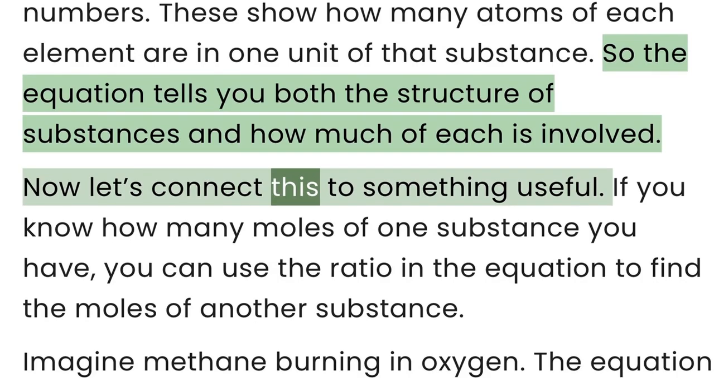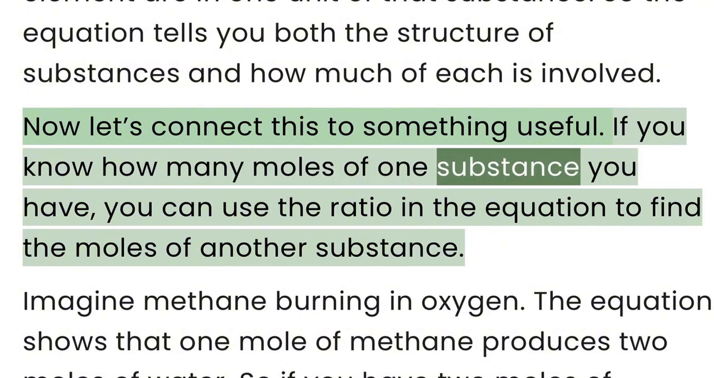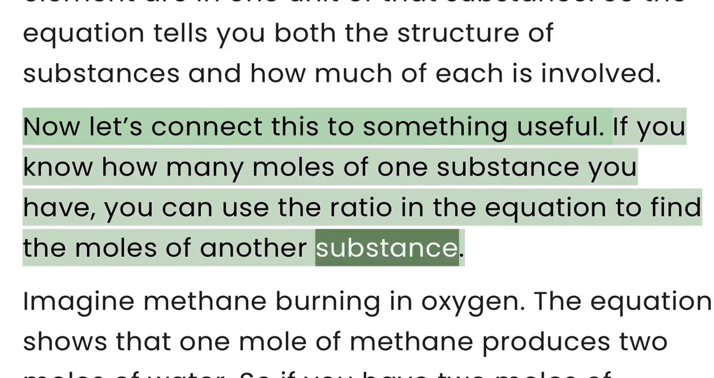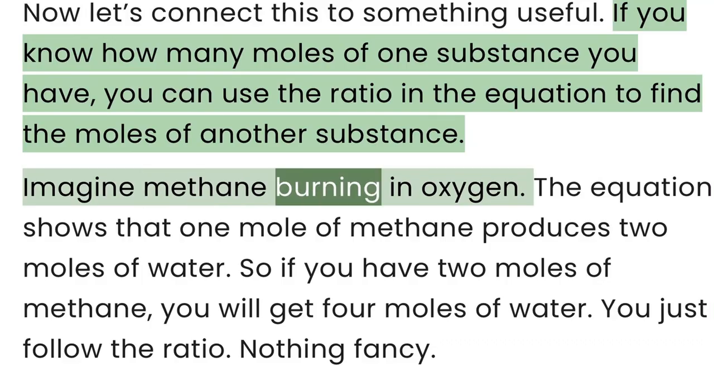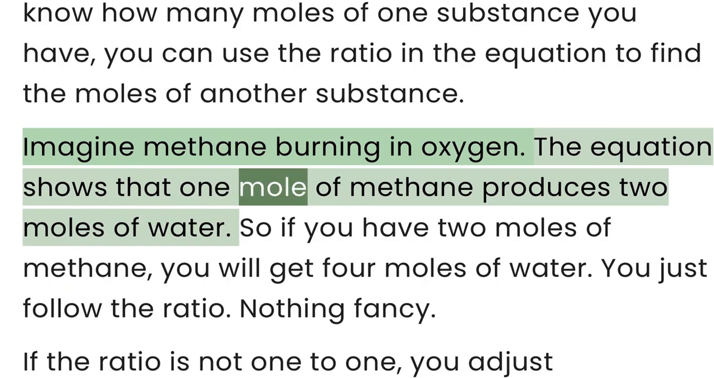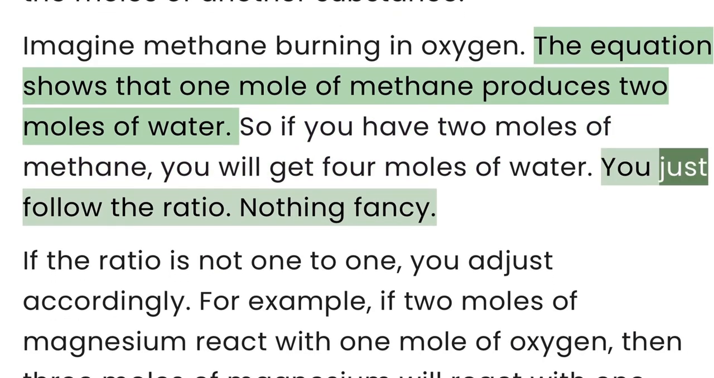Now let's connect this to something useful. If you know how many moles of one substance you have, you can use the ratio in the equation to find the moles of another substance. Imagine methane burning in oxygen. The equation shows that 1 mole of methane produces 2 moles of water. So if you have 2 moles of methane, you will get 4 moles of water. You just follow the ratio, nothing fancy.